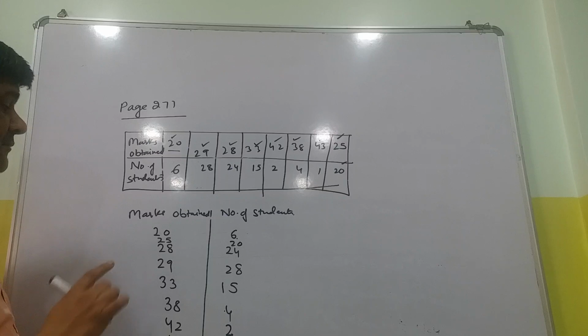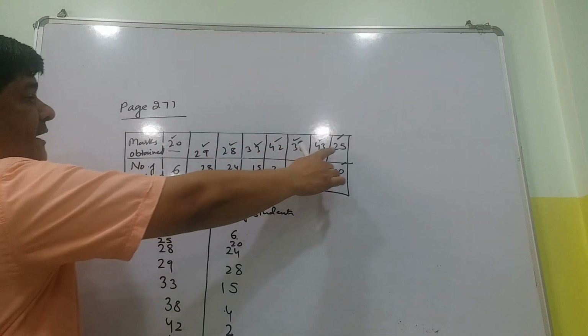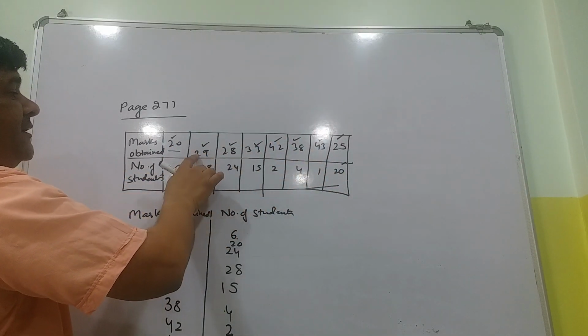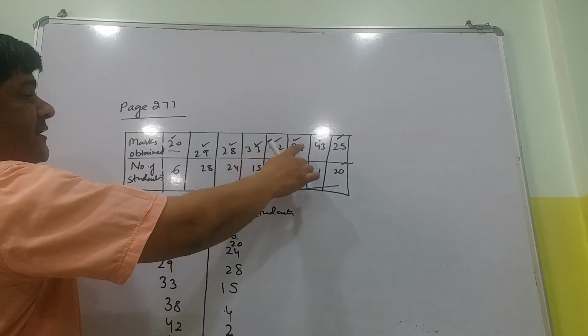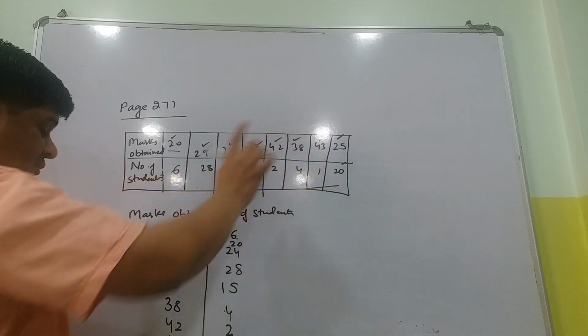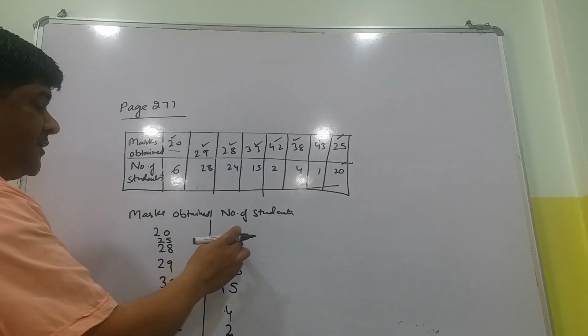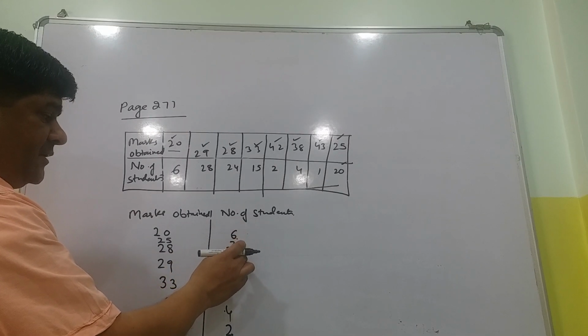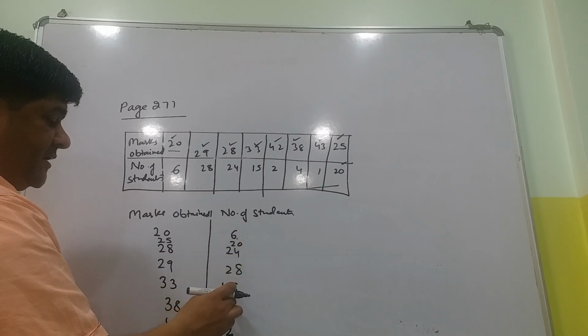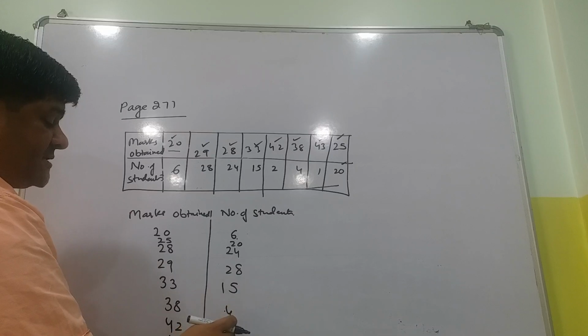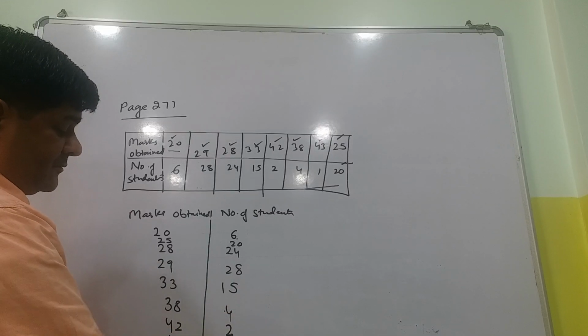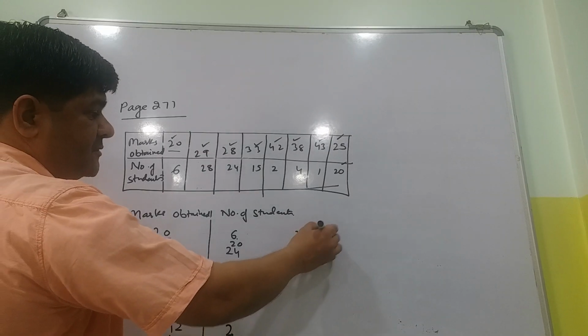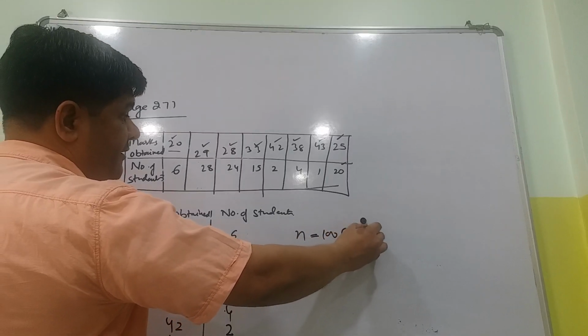I have to look at the order of the observations: 20. Then I have taken 25. Then 28. Then 29. Then 33. Then 38. Then 42. Then 43. Now we have to count the number of terms here. 26, 50, 78, 93, 97, 99, 100. So what are the number of terms? 100.